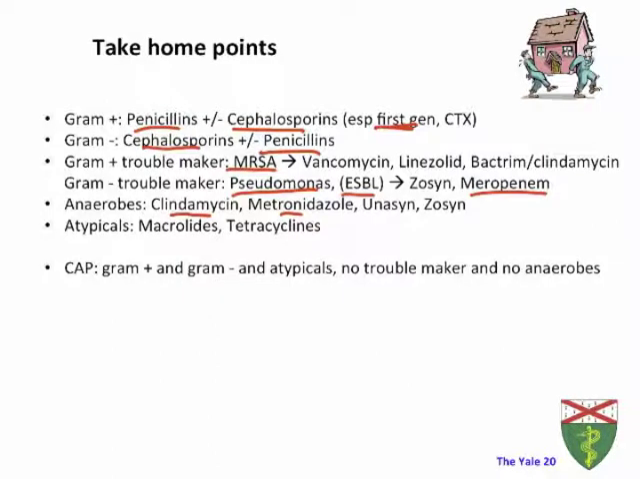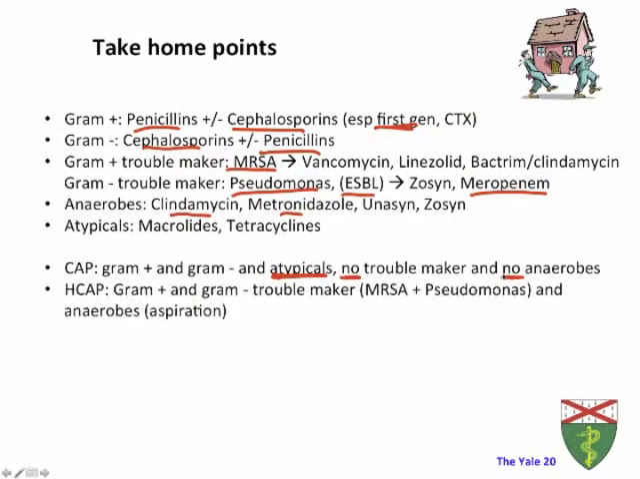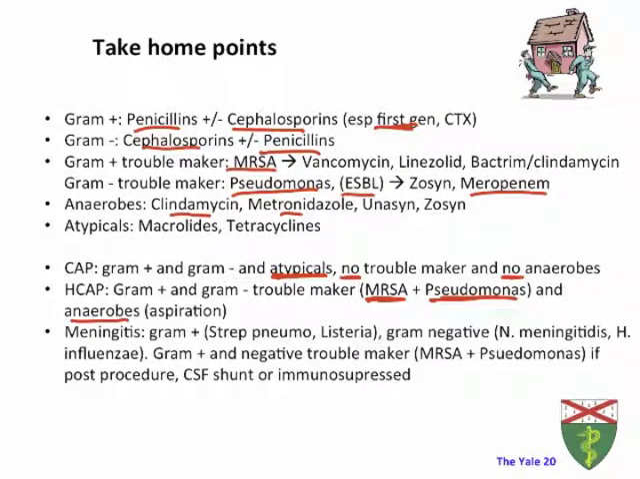Community-acquired pneumonia, they're gram-positive and gram-negatives. Atypicals are important to think about. Classically, no troublemakers: no MRSA, no Pseudomonas, and no anaerobes. HCAP, very different picture. You have gram-positive, gram-negative, as well as troublemakers, both MRSA and Pseudomonas, as well as anaerobes to think about. So you need to pick a broader spectrum of coverage.